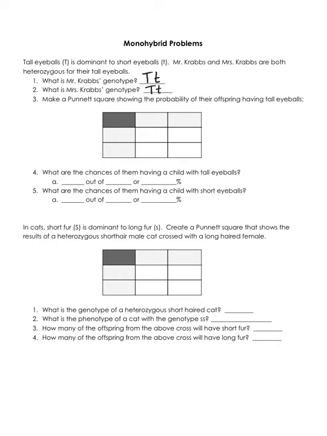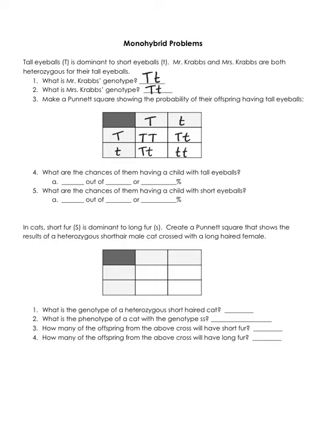So we're going to write Mr. Crab's genotype at the top of the box, Mrs. Crab's genotype on the side of the box, and then we're going to fill in our boxes. Once you have your boxes filled out, you can answer these questions. Number 4 says, what are the chances of them having a child with tall eyeballs?